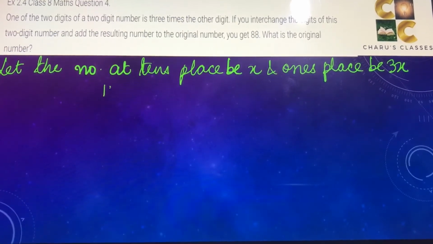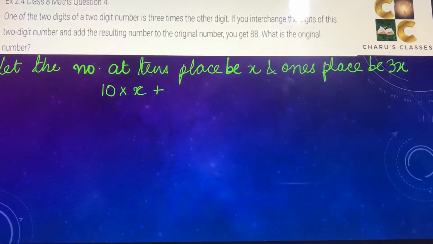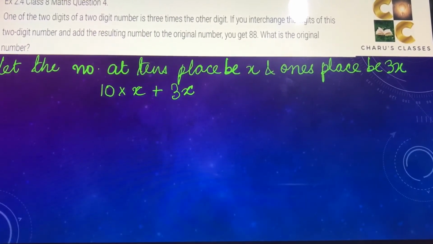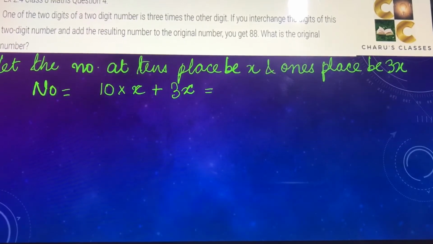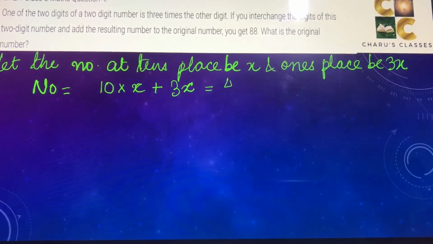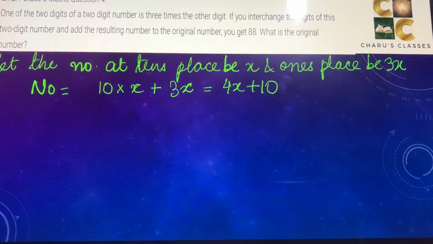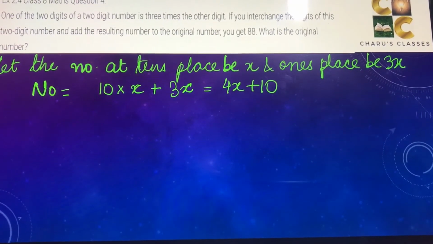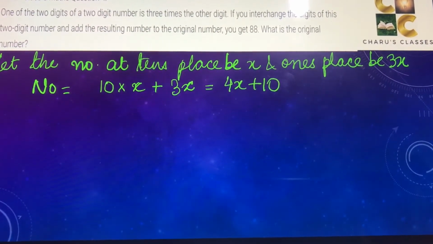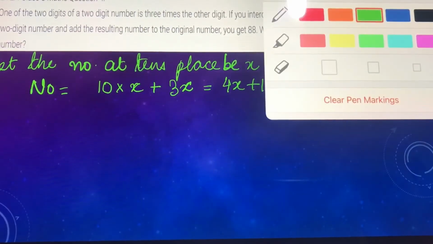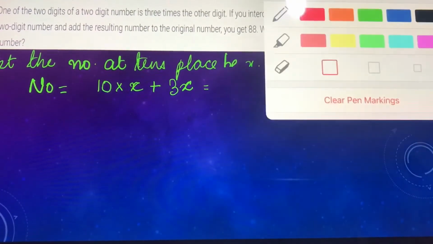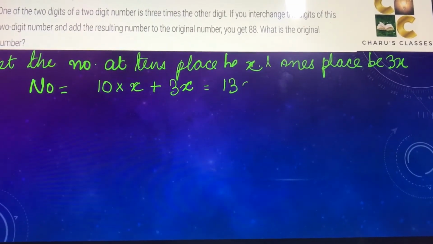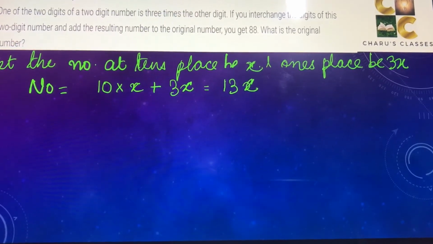So the number will become, we multiply the 10 with the number at tens place plus 1 with the number at ones place, which will be 3x into 1. So this is the number. Sorry, my mistake. So the number is 10x plus 3x, which is equal to 13x.